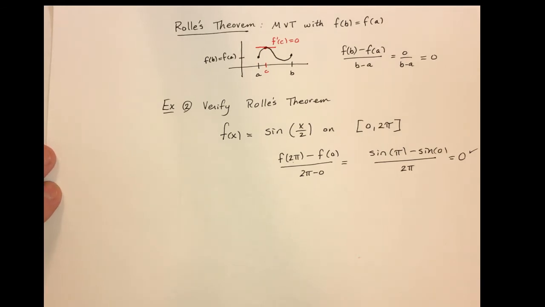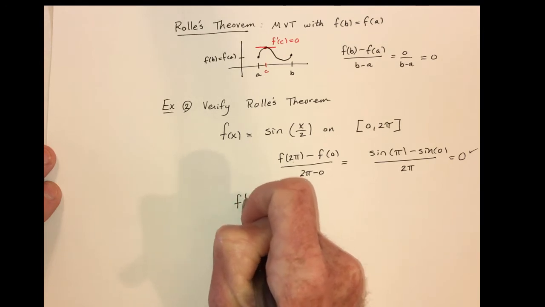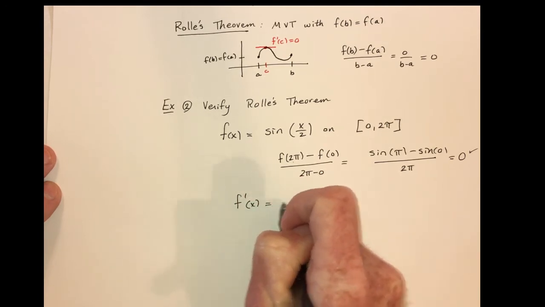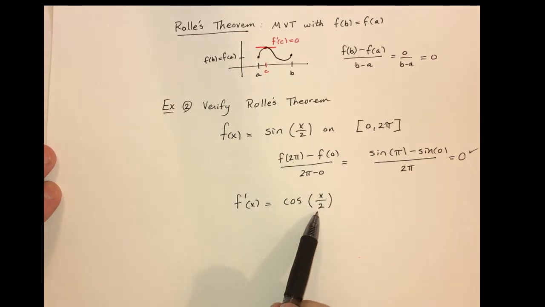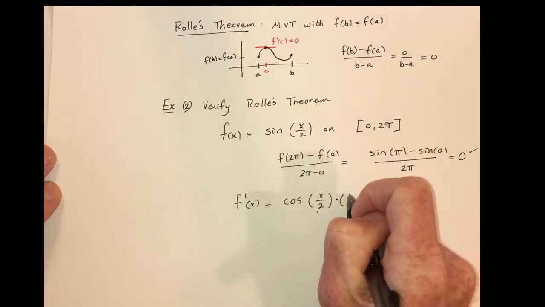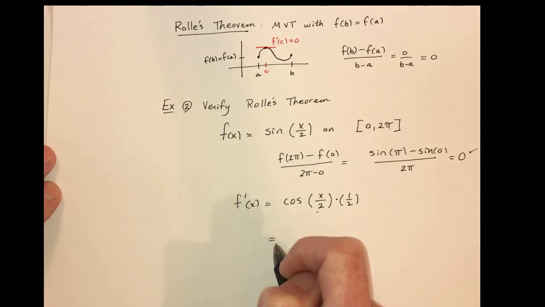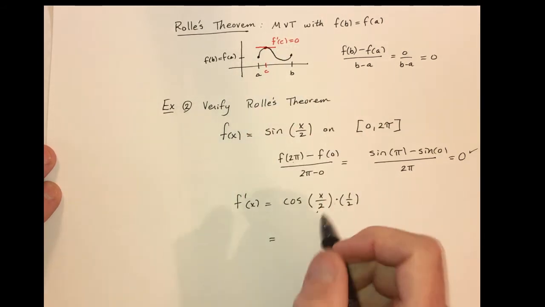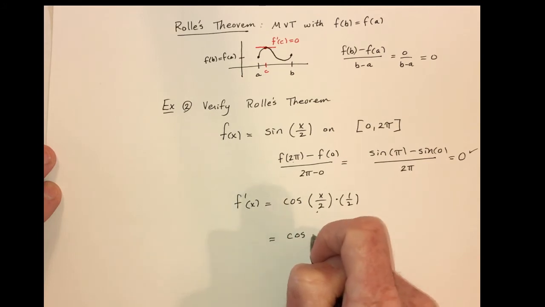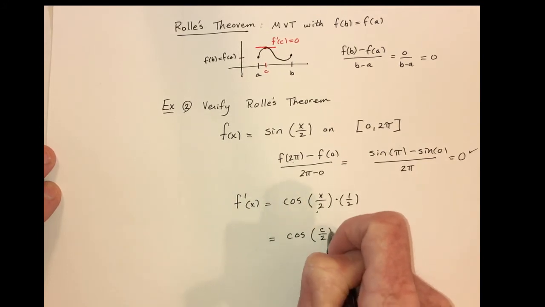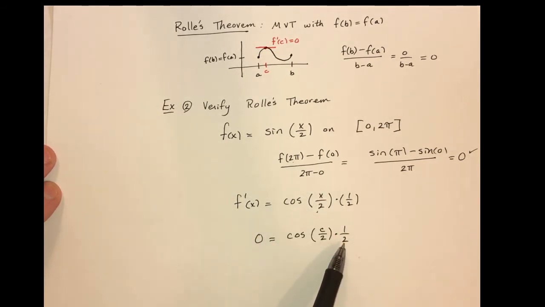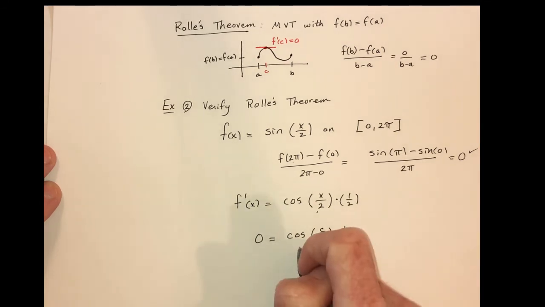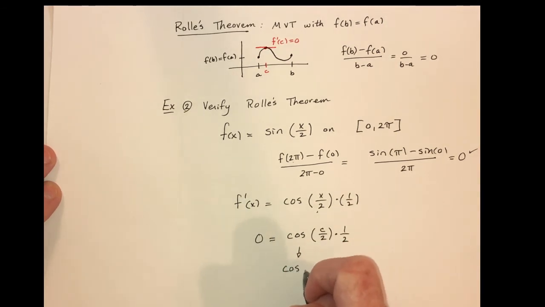Now there has to be somewhere where the derivative equals 0. So take the derivative, and the derivative of sine is cosine. But then don't forget the chain rule. Take the derivative of the inside, which is going to be 1 over 2. Then I'm just going to change it to the letter c. So there's somewhere where cosine of c over 2 times a half is equal to 0. Well, I know the number 1/2 is not going to equal 0, so when does cosine equal 0?